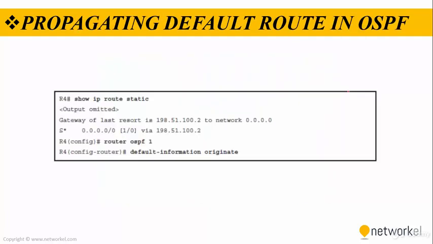And here is how we can propagate a default route in OSPF. If you want to propagate a default route in OSPF, we type router ospf and the process number, and here is the command for propagating. The default-information originate command propagates a default route to other guys in the OSPF domain.